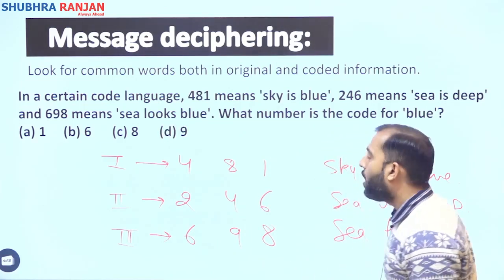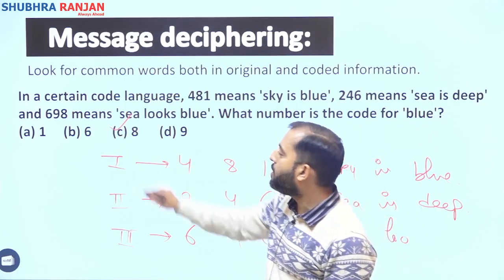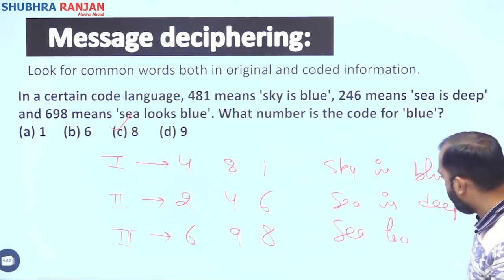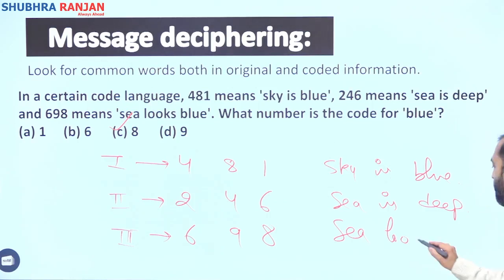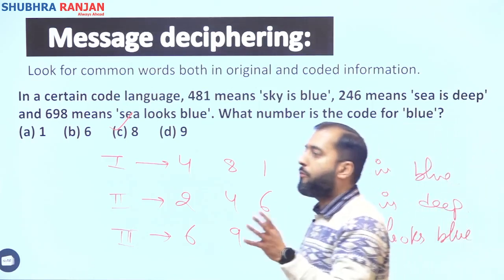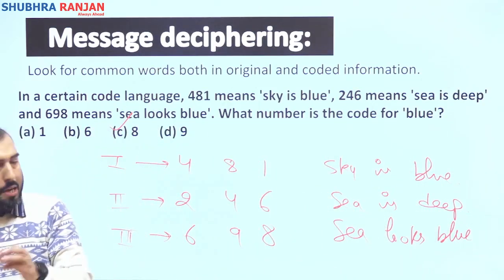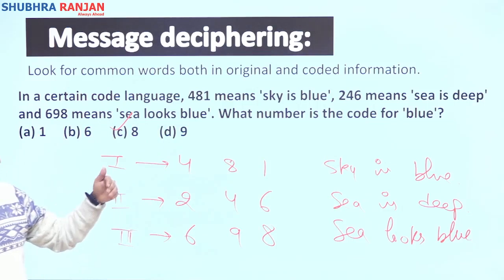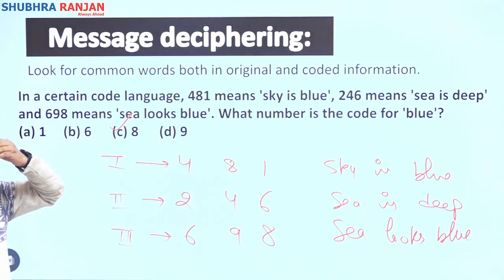690. Okay. Answer is option 3. This is what you are saying. Okay, great. So C looks blue. Okay. I hope most of you have done it, so it's wonderful. But still, I just want to discuss a few more things that could be there in your examination.